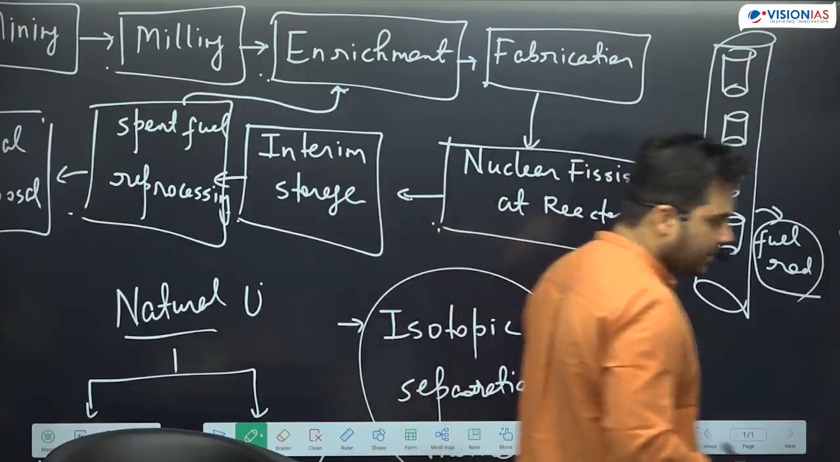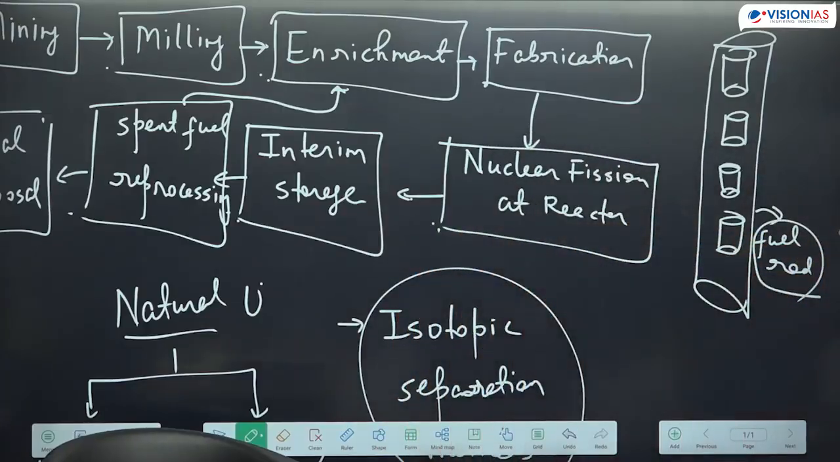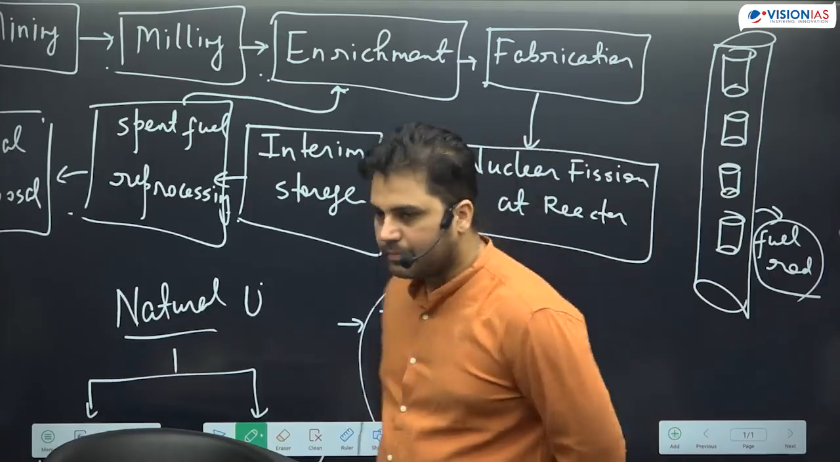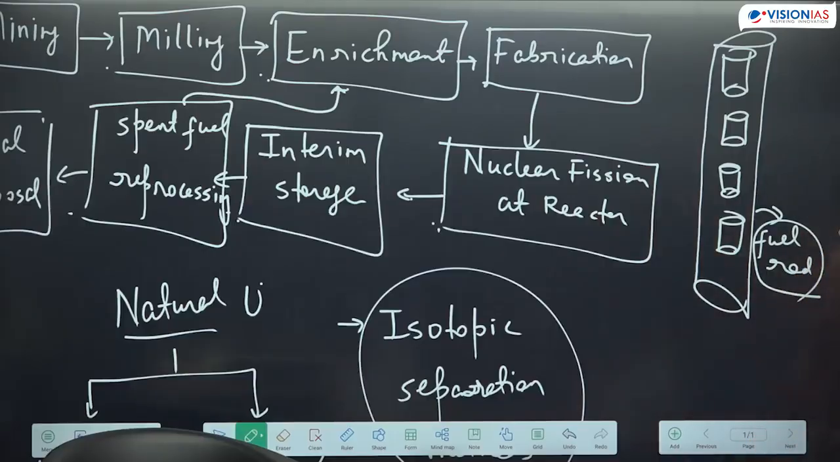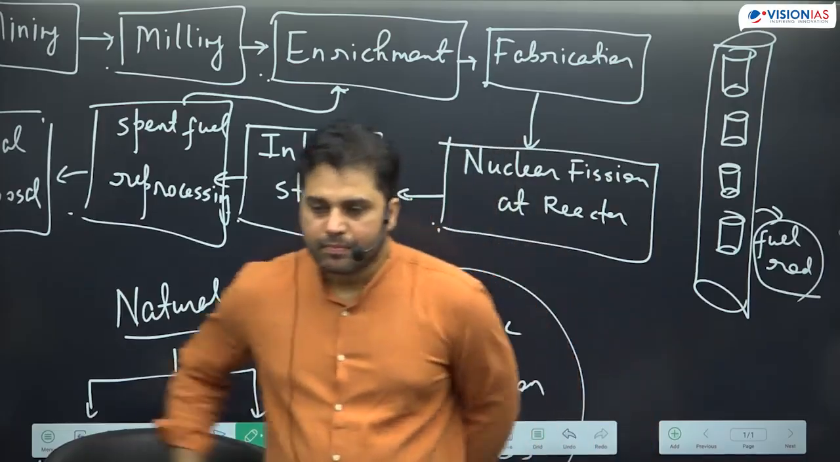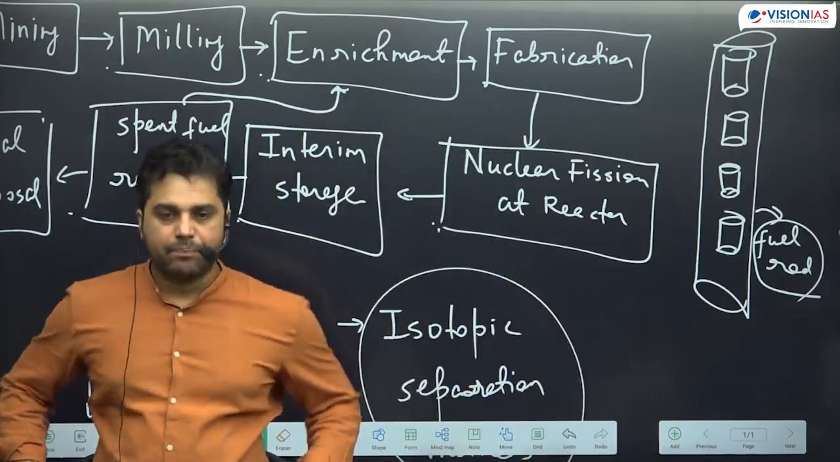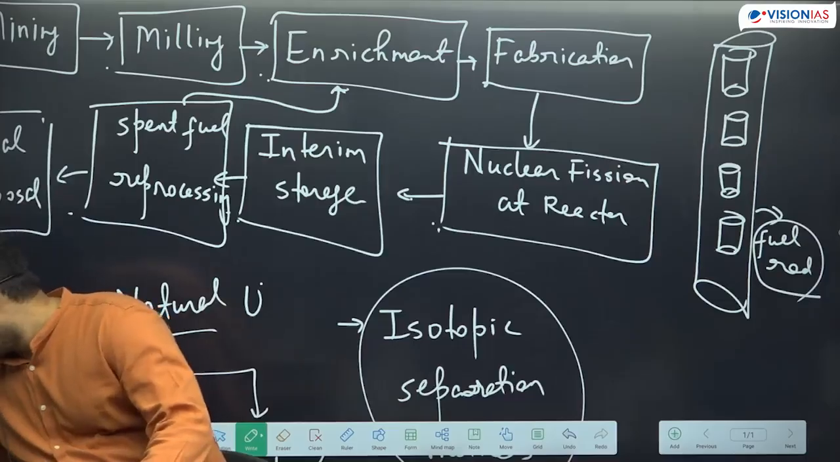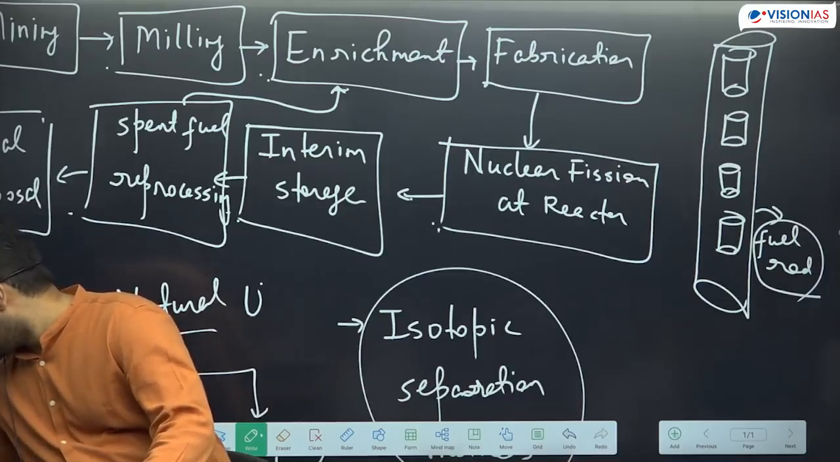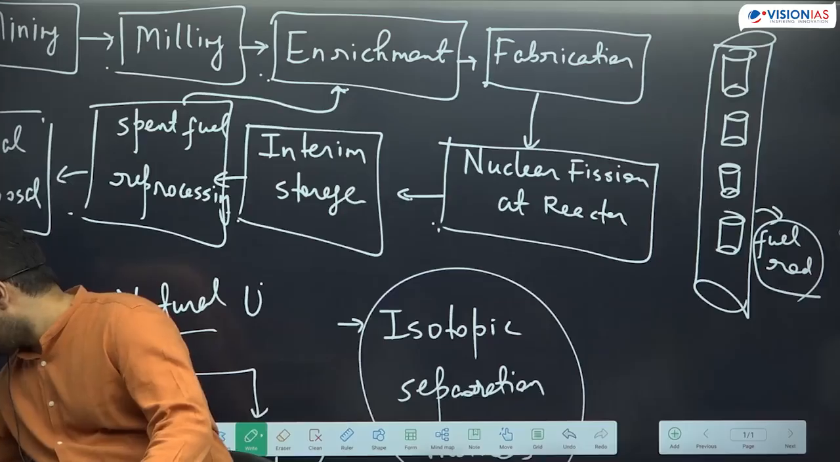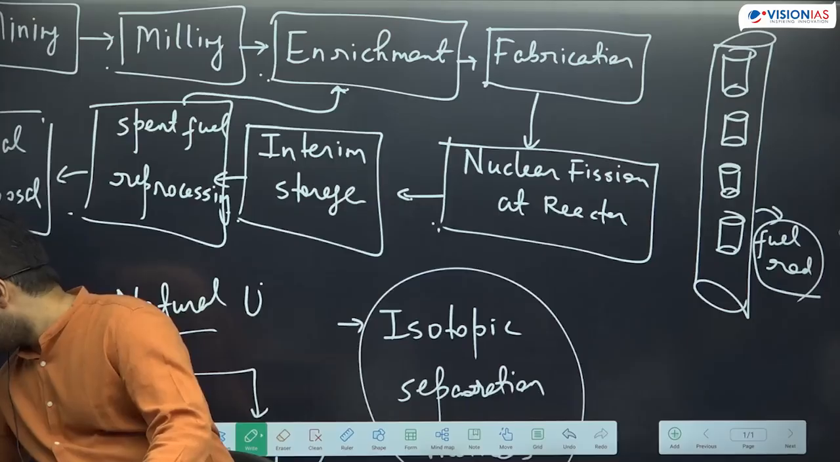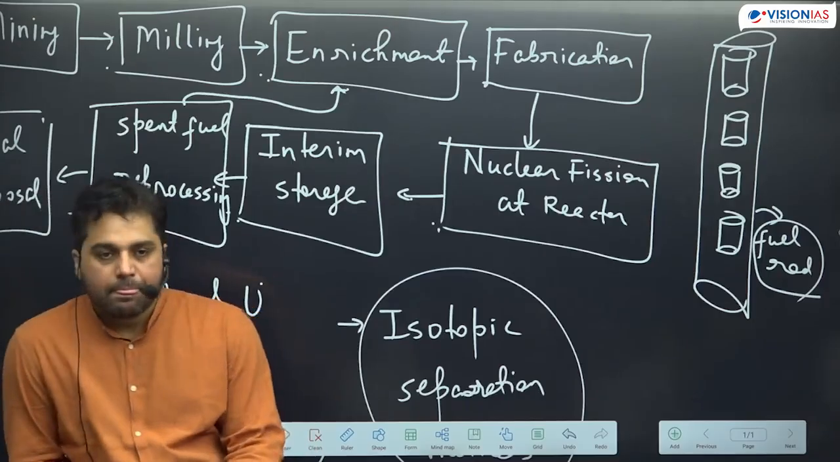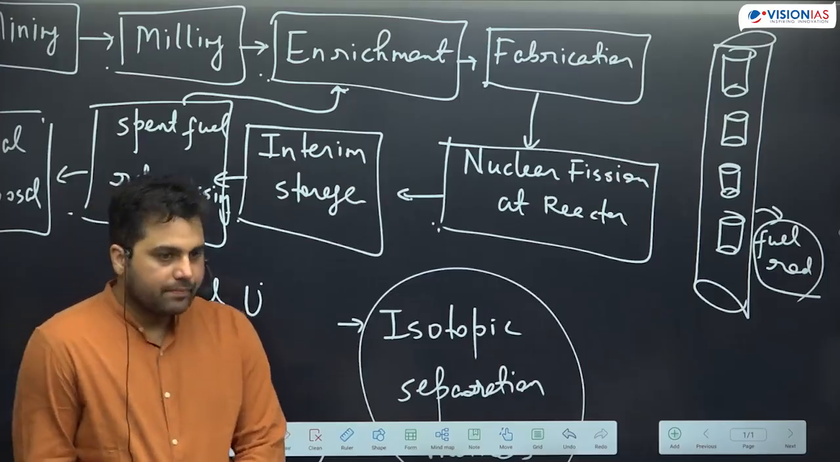So you can write: fabrication includes making enriched uranium pellets, embedded into a metallic tube, which is called fuel rod. Many fuel rods are kept together as an assembly.